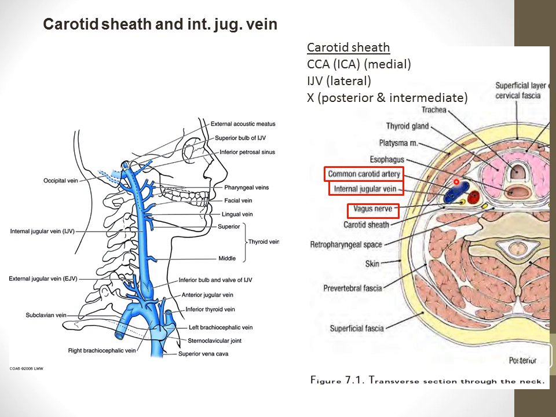Just wanted to point out here, here's your carotid sheath with its contents. Most laterally you have your internal jugular vein, then you have your vagus nerve, pretty easy to find in it, and your common carotid artery, which, if we go superiorly, will split into the internal and external.